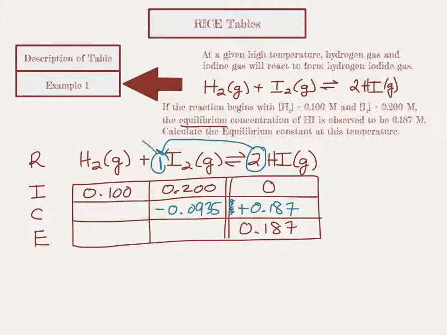Since there's a 1-to-1 ratio in between the iodine and the hydrogen, I will also subtract the same amount from the hydrogen. Now I'll just grab a calculator really quick and perform the subtraction of the top number minus the change number to get 0.0065 for the hydrogen leftover concentration at equilibrium and 0.1065 for the iodine. Please note, at this point in my question, I am not worrying about sig figs.